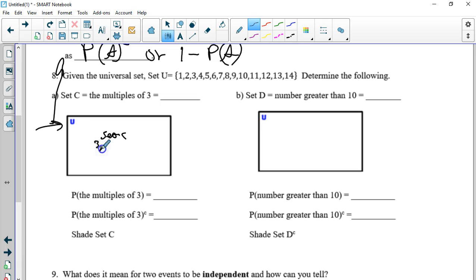Well, 3, 6, 9. That's a 19? So not sure what happened there. 9, 12. Those are the numbers that are in that little set, that group.